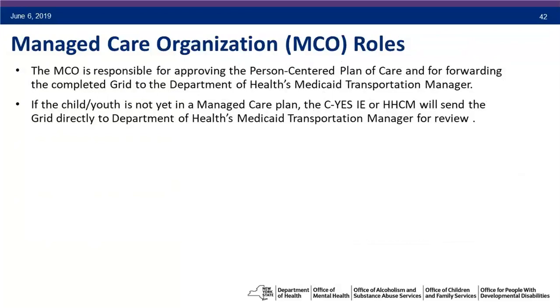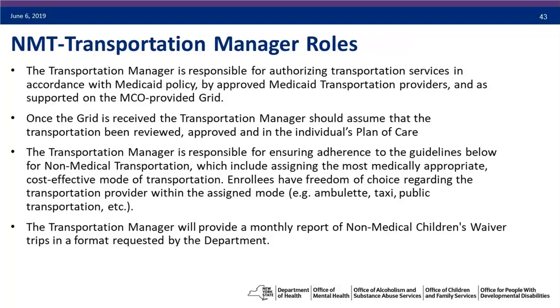For the managed care organization roles, the managed care organization is responsible for approving the person-centered plan of care and for forwarding that grid once it is approved to the Department of Health's Medicaid Transportation Manager. If, however, the child is not yet in a managed care plan, then that grid would go directly to the Medicaid Transportation Manager for the review.